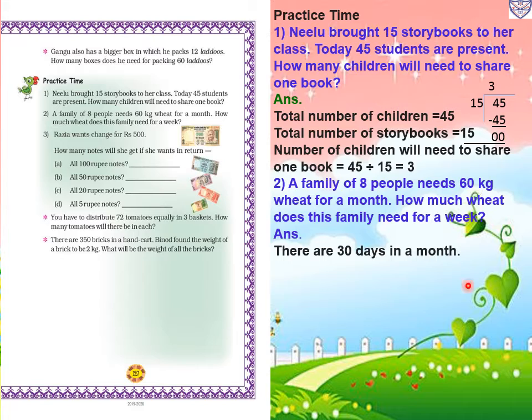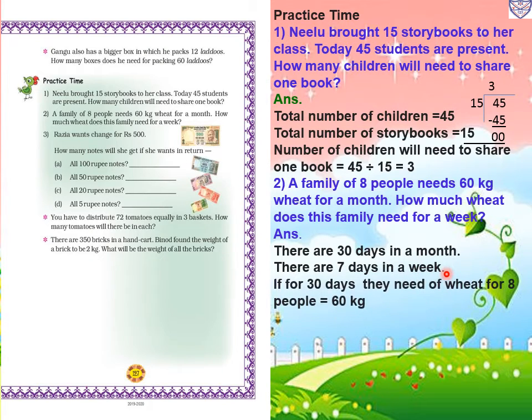So there are 30 days in a month. There are 7 days in a week. So if for 30 days they need wheat for 8 people equal to 60 kg.